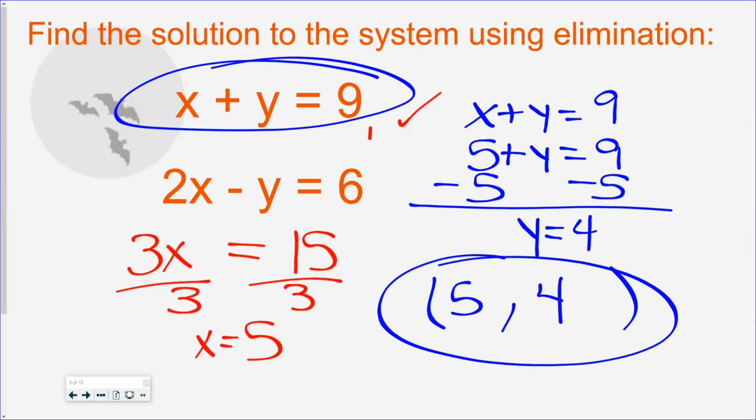So that right there, everybody, is the elimination method. Pause the video, make sure you got every step. If you didn't, rewind it and re-listen to this over again to make sure you figure out how to do each step on this.